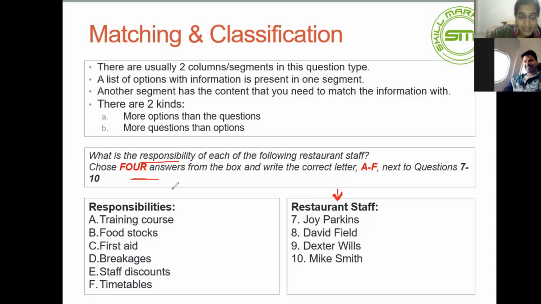And if you look at the responsibilities, there are about 6. Only 4 staff and 6 responsibilities. And what are they saying? For each staff, there is one particular responsibility, which means there are more options than questions. Are you getting it? So each person will have one specific responsibility only. Let's quickly look at the responsibilities and then I will play the audio. It says training course, food stock, first aid, breakages, staff discounts, and timetables.